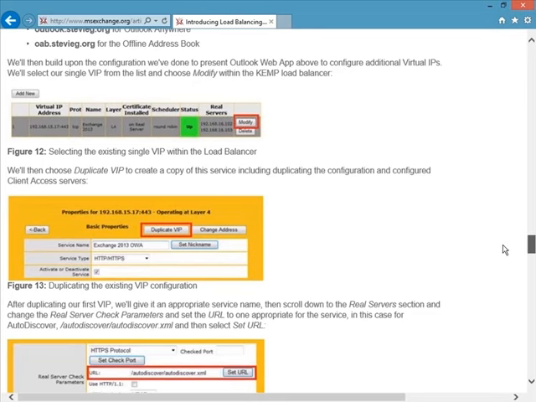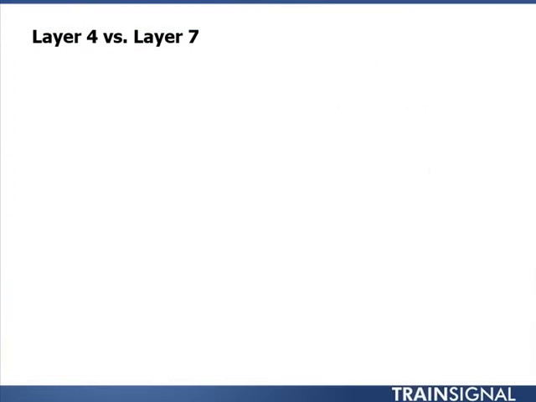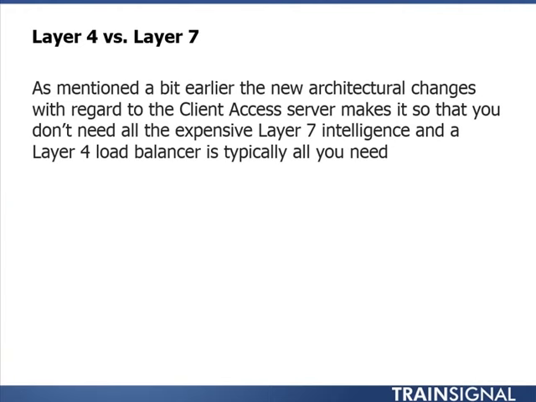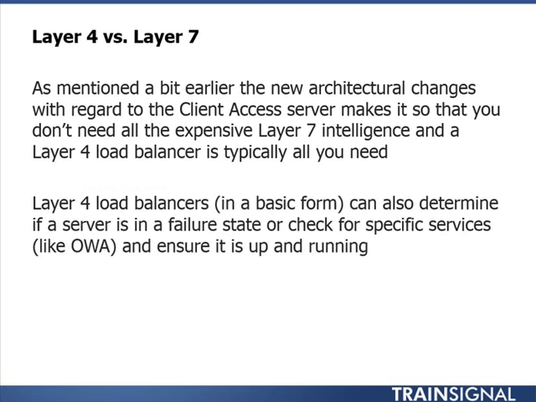Alright, let's jump back over to our slides and let's talk about this difference between layer 4 and layer 7. As we mentioned a bit earlier, the new architectural changes with regard to the client access server make it so that you don't need all the expensive layer 7 intelligence, and a layer 4 load balancer is typically all you need. You can still decide to go with a layer 7, and we'll talk about why you might do that. However, layer 4 load balancers in a basic form can also determine if a server is in a failure state or check for specific services like Outlook Web App and ensure that it's up and running. So oftentimes that's really all we want from a load balancer.